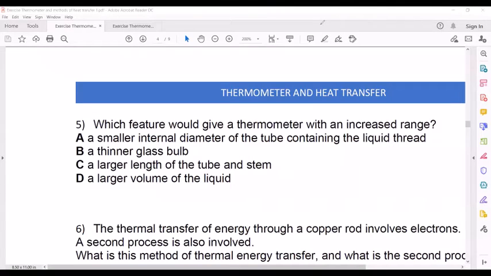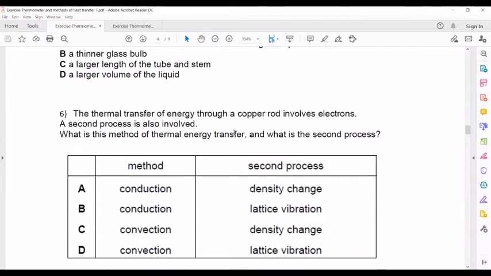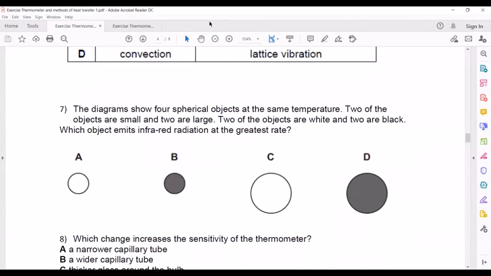Question number 7. The diagram shows 4 spherical objects at same temperature. 2 of the objects are small and 2 of the objects are large. 2 objects are white and 2 objects are black. Which object emits the infrared radiation at a greatest rate? So which one? Because dull and dark surfaces are good absorber and good emitter, so D will emit out more radiation as compared to that of any other.